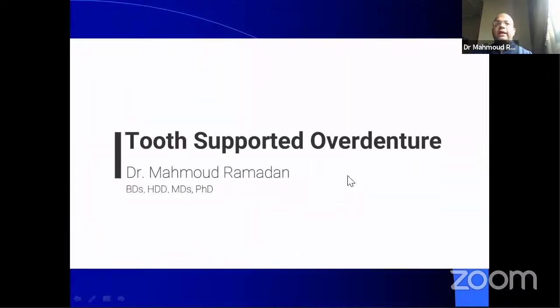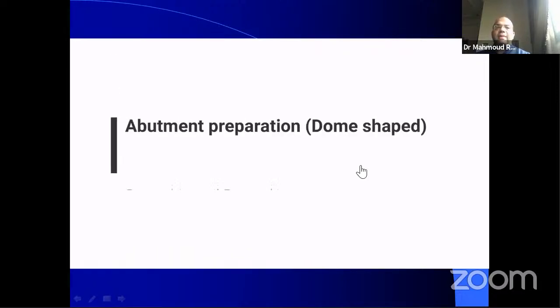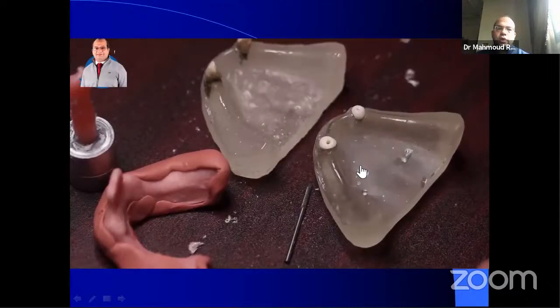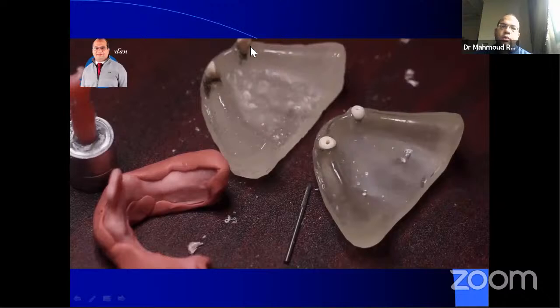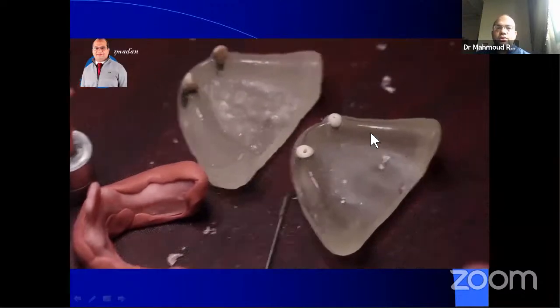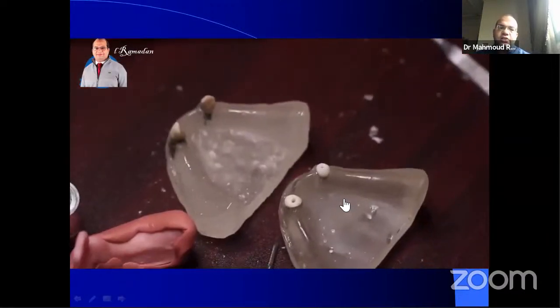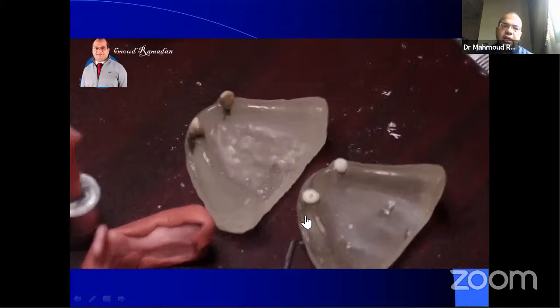We have a video here. Let's see how we make the abutment preparation, the dome-shaped coping preparation. We use a model to simulate this. Here we have a model with 2 canines. We need to reach this type of preparation we achieved here.